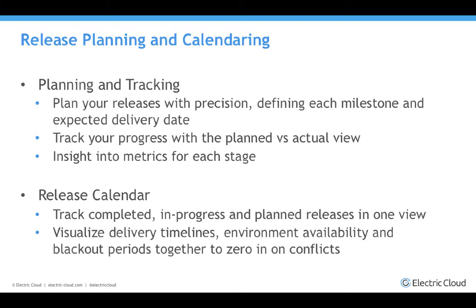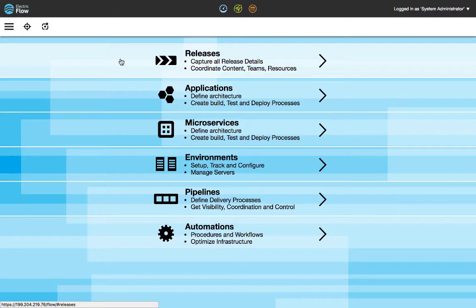The release calendar view gives a top-down perspective of all release and environment reservations in one view. This provides central visibility to identify schedule and resource conflicts. With the release calendar, you can track completed, in progress, and planned releases in one view, and visualize delivery timelines and environment availability together to zero in on conflicts. Let's take a look at release planning and calendaring in Electric Flow.